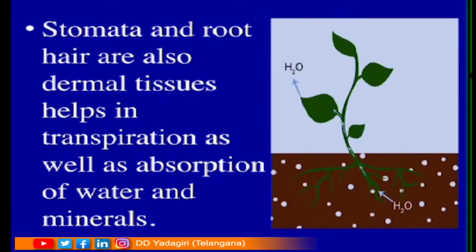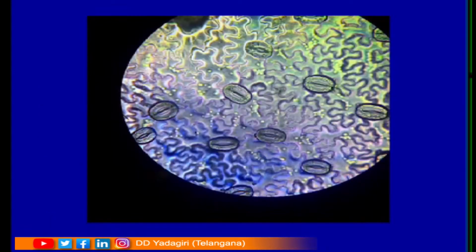We also studied that stomata help in exchange of gases, and we also studied that root hair helps in absorption of water and minerals from the soil. So, the stomata as well as the root hair are also called dermal tissue. Look at this picture, children. This is the microscopic picture of a stomata. Here is where the exchange of gases takes place.